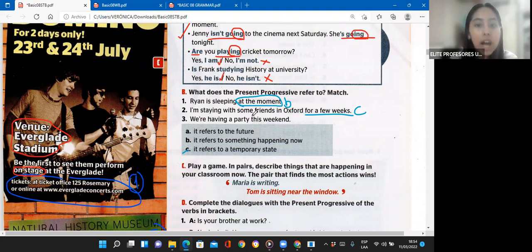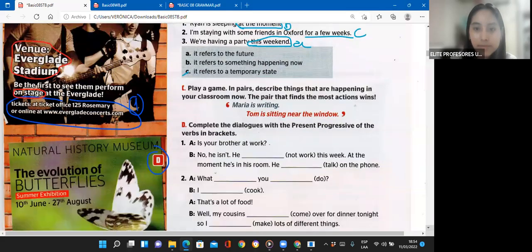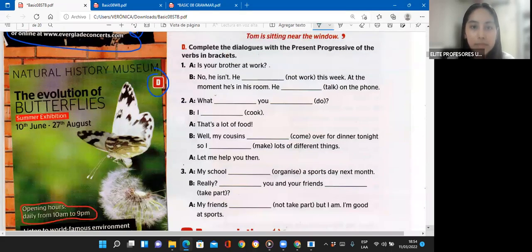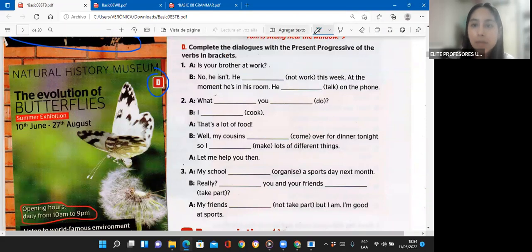And three, we are having a party this weekend. Very easy. This weekend, it means future. So it's a reference to future. A, that's right. Okay, we're not going to do this because we are not in a face-to-face class. So it's very complicated to do. D, complete the dialogues with the present progressive of the verbs in brackets.